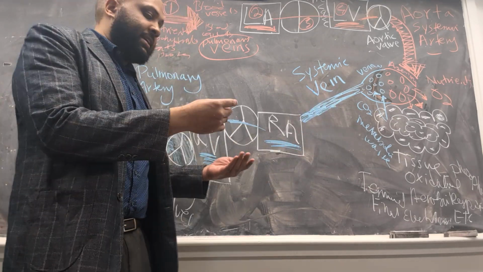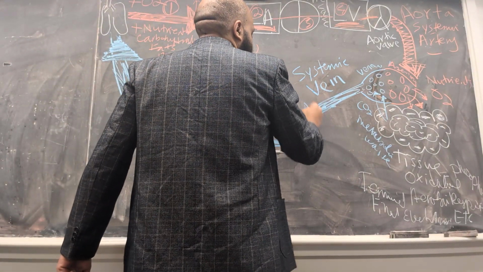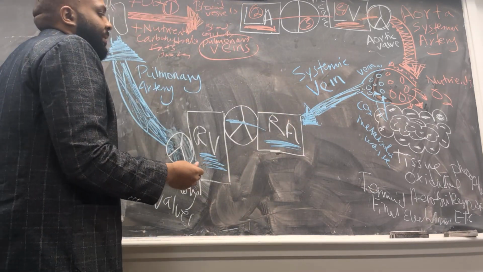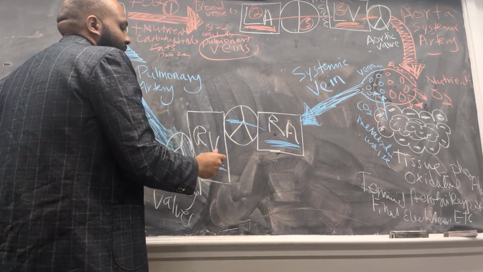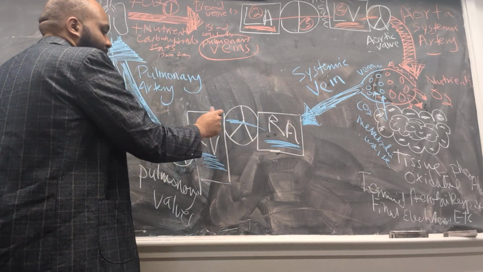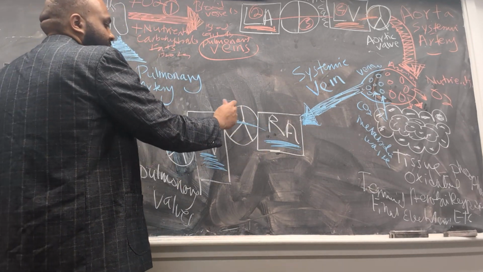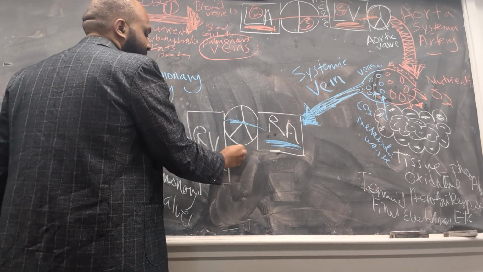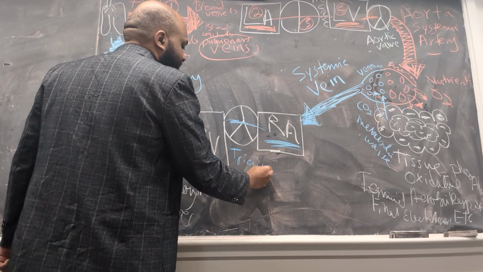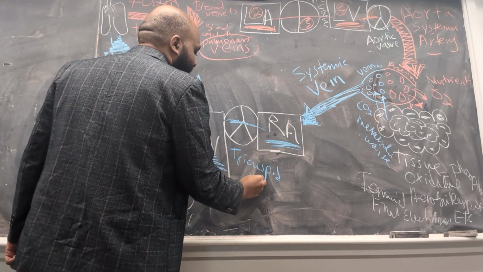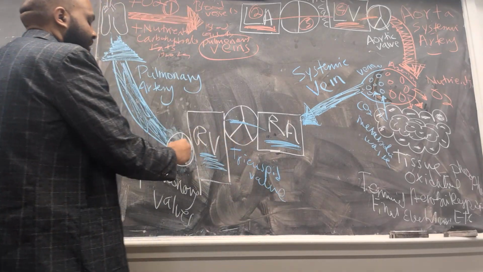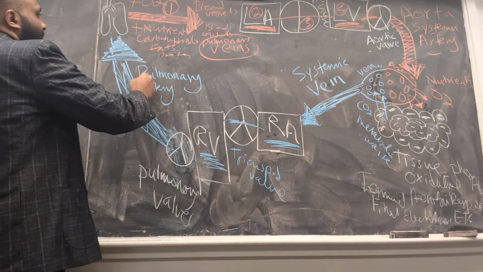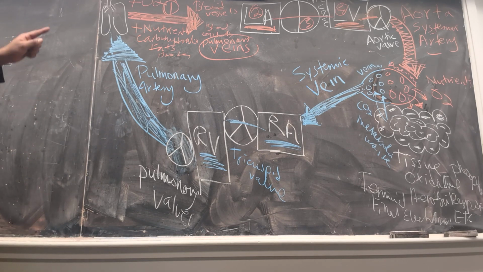Carbon dioxide is going to be sent back through systemic veins, and systemic veins are going to bring bad blood into the right atria. Right atria will send the bad blood through the valves known as your atrioventricular valve. This is your tricuspid valve. And the right ventricle is going to send blood out through the pulmonary valve to the pulmonary artery, bringing it back into the lung.